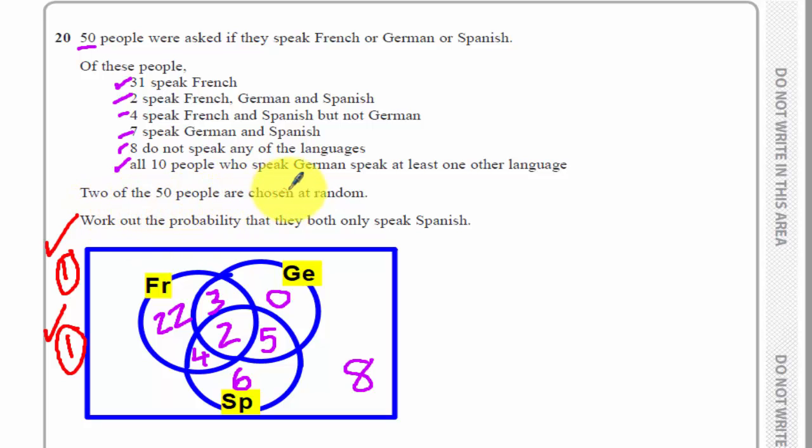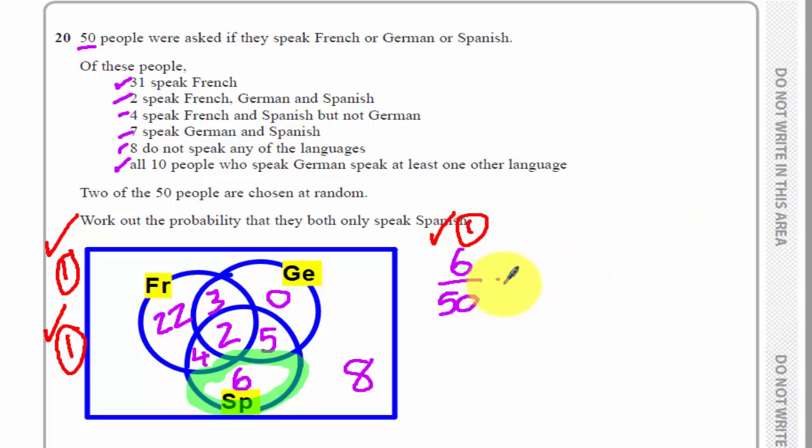2 of the 50 people are chosen at random. Work out the probability that they both only speak Spanish. So the only speak Spanish section is this bit. So the first person has a 6 out of 50 probability of being picked. And there's my third mark.